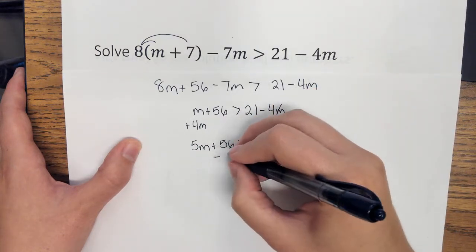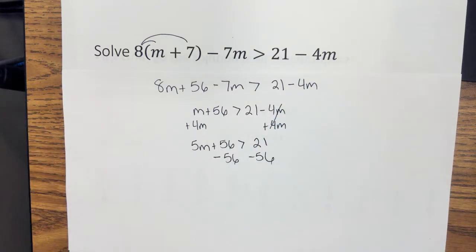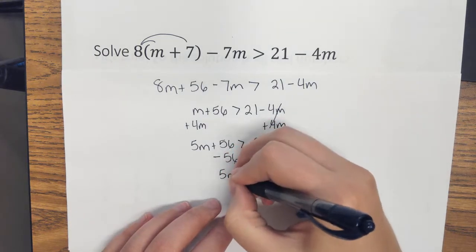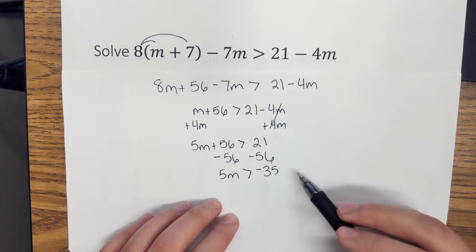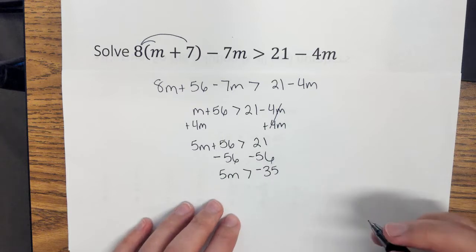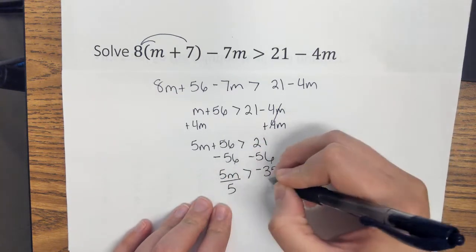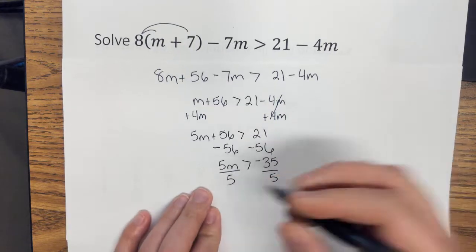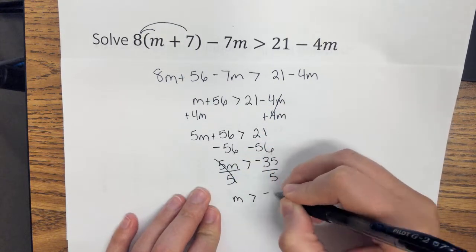And then I'm going to subtract 56 from both sides. So let's see, 21 minus 56 is going to be negative 35. So now I have 5m is greater than negative 35. Notice I didn't flip the inequality because I'm just subtracting. It's only when you multiply or divide by a negative. Now I do still need to divide by 5, but it's positive, so I don't have to switch the inequality. So it looks like our final answer is m is greater than negative 7.